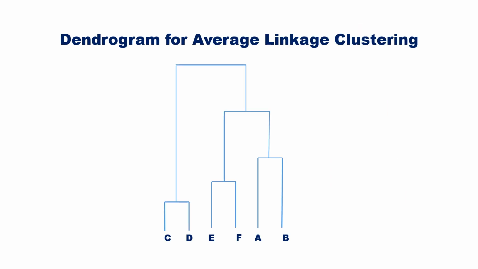Here's the final dendrogram that visualizes our clustering process. This completes the hierarchical clustering processes using average linkage. To recap, we started with 6 individual points and ended with a single cluster, step by step.